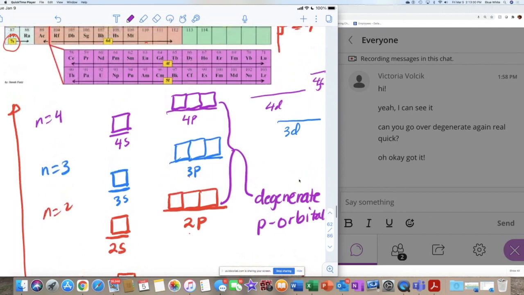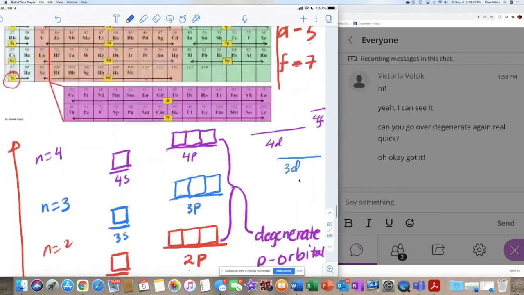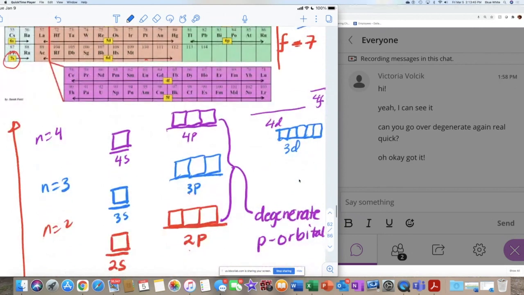Right. So when I go to the four, even though I have these fours right here, with the D, I have how many? Five? That's what we said right here. D's have five. So one, two, three, four, five. These are also degenerate. They're just degenerate d orbitals, right? Because degenerate just means orbitals on the same energy level. It would be like orbitals on the same shelf. They're all the same energy level. One isn't higher than the other.